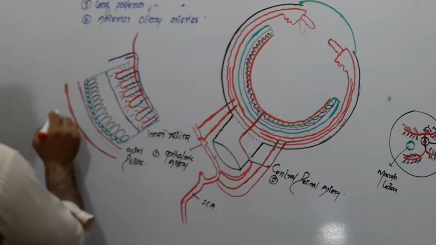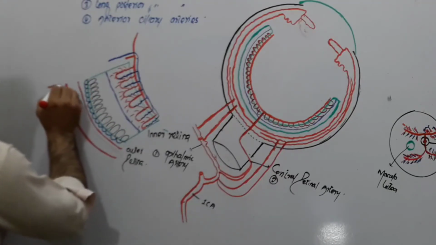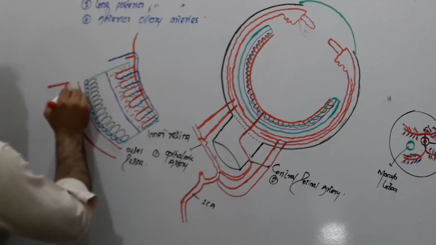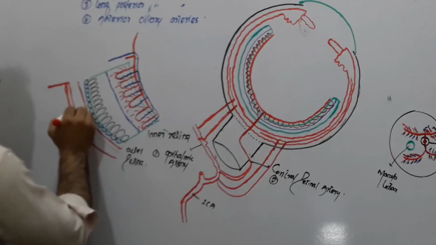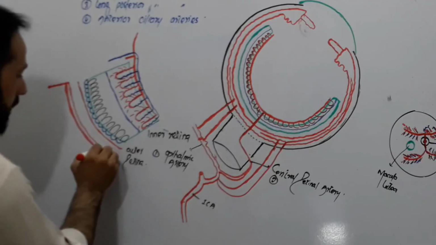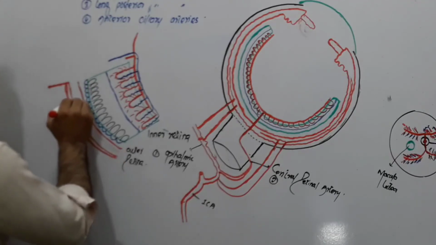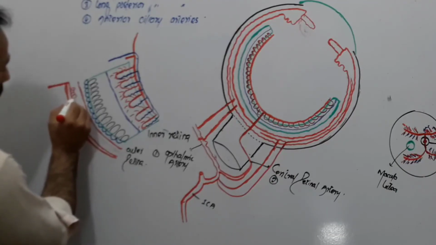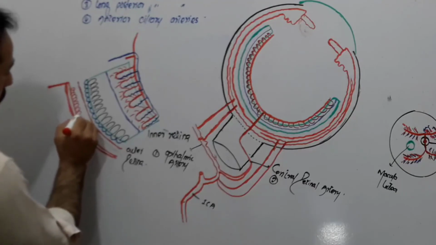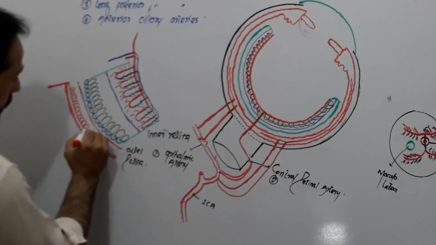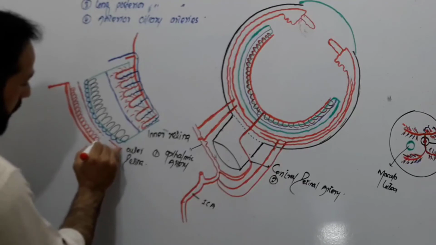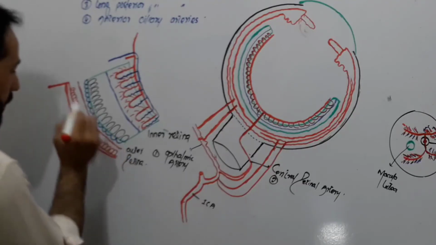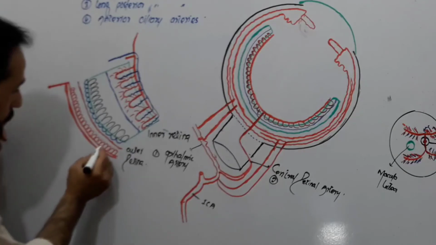Now look carefully. For example, this is your short posterior ciliary artery, and when this short posterior ciliary artery enters the outer parts of your choroidal layer, right? This is the short posterior ciliary artery. It will give capillary loops, right? And these capillary loops are called the choriocapillaries. What are they called? They are called the choriocapillaries.